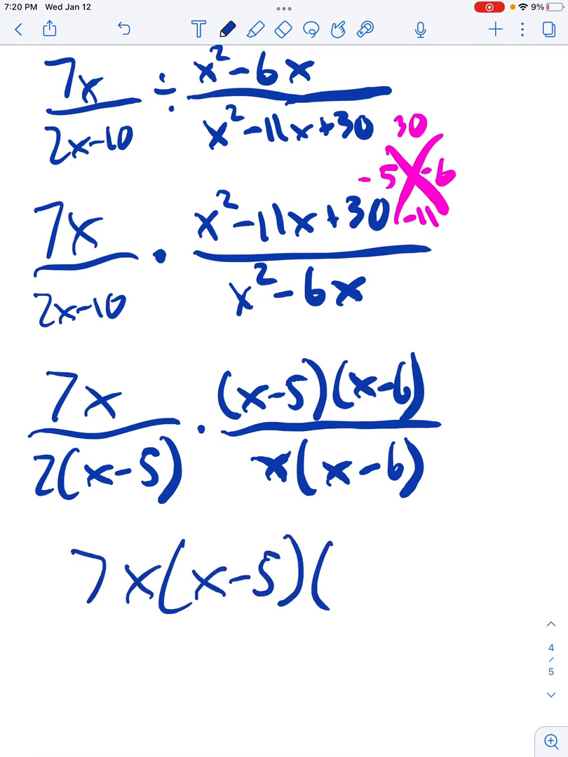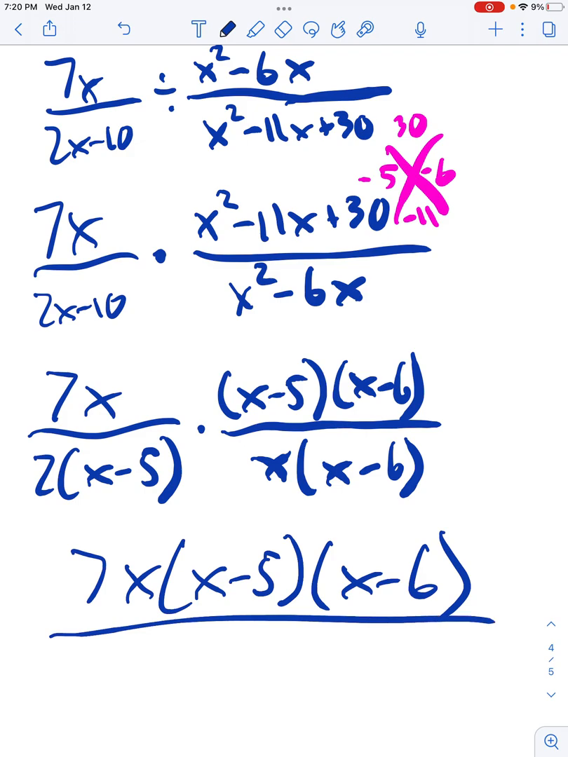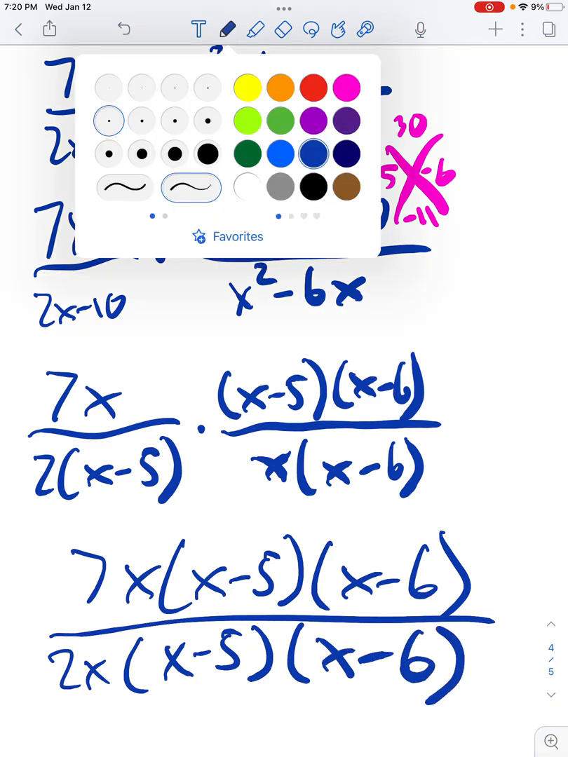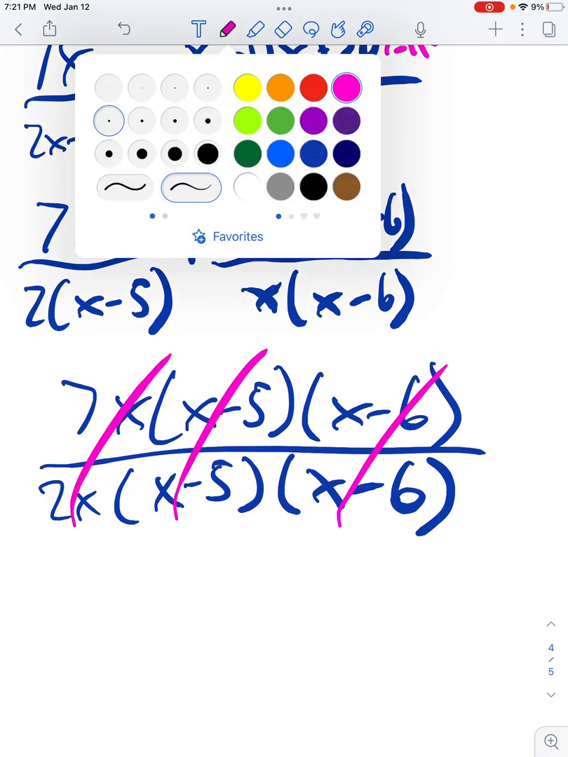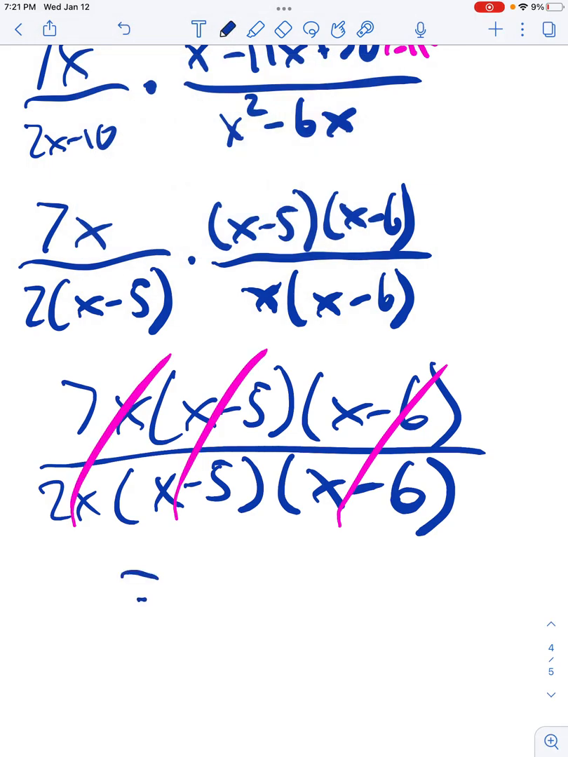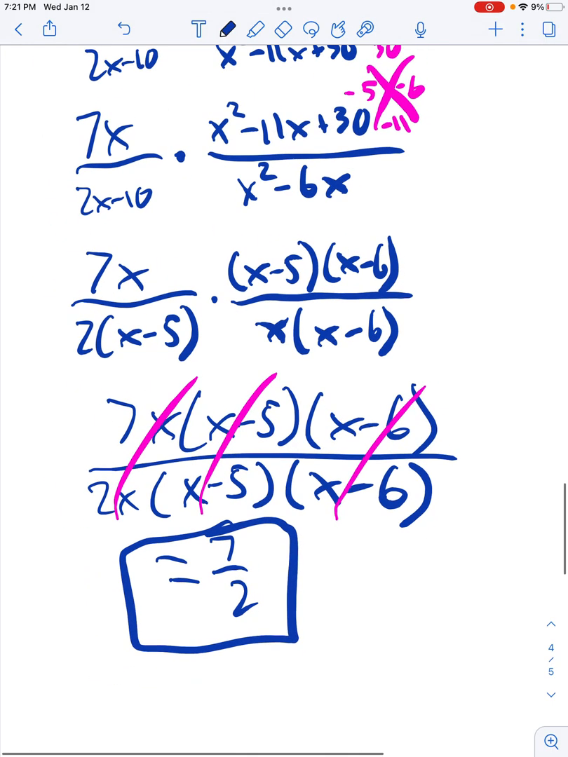So when we combine these, I think it's going to work out relatively nice for us. And again, one of our main points when doing these is to factor things out. So if you're not getting anything factoring out, double check your math, because you might have missed something. So all we're left with is a final answer of 7 over 2.